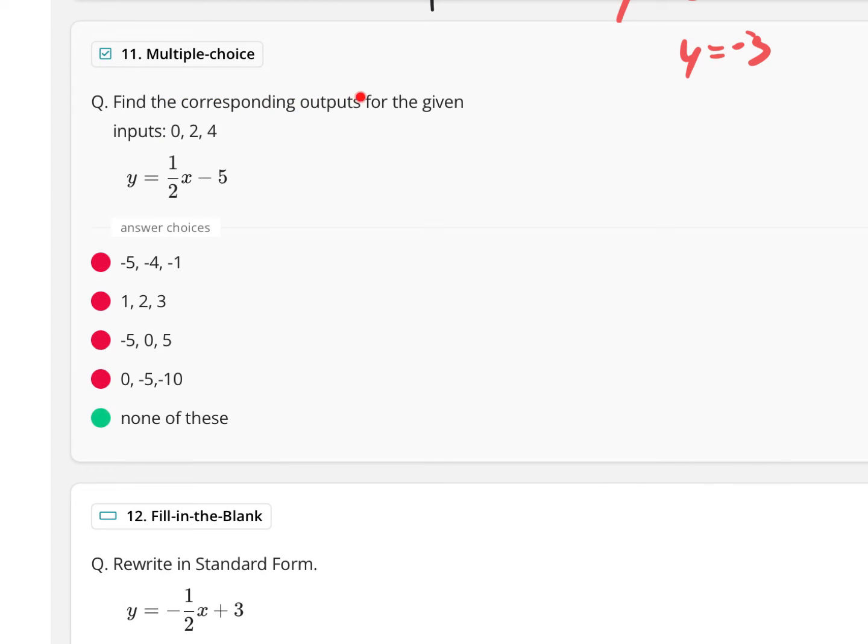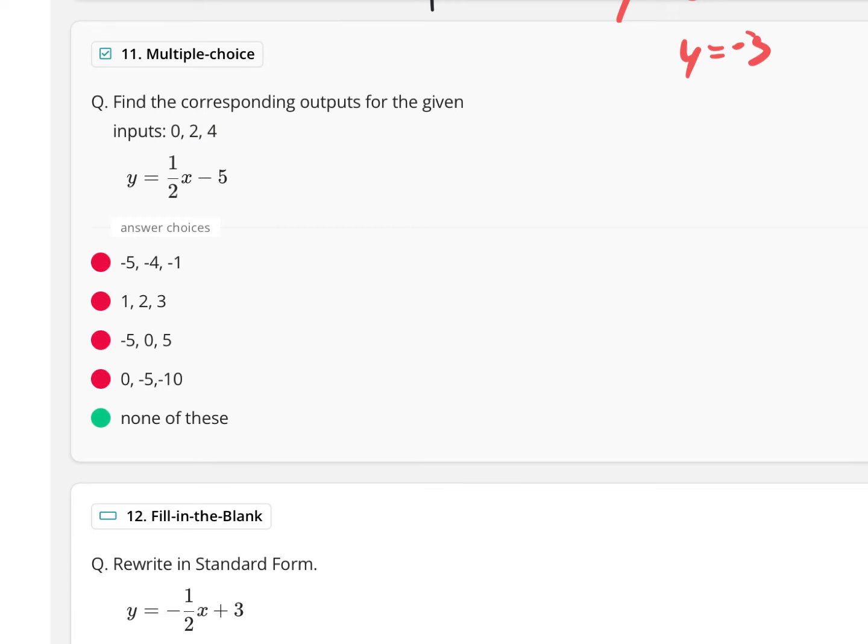Find the corresponding outputs for the given inputs 0, 2, and 4. So we have a function machine here, a function form equation, y is by itself, and they're telling us to do the inputs 0, 2, and 4. Remember, a function's like a machine, and they're telling us specifically to put in the number 0 right there, work it out, get an answer, get an output. Plug in the number 2, work it out, get an answer. Plug in the number 4, work it out, get an answer. So find the corresponding outputs, find the answers to the given inputs. You want to find the y values for the given x values, right?